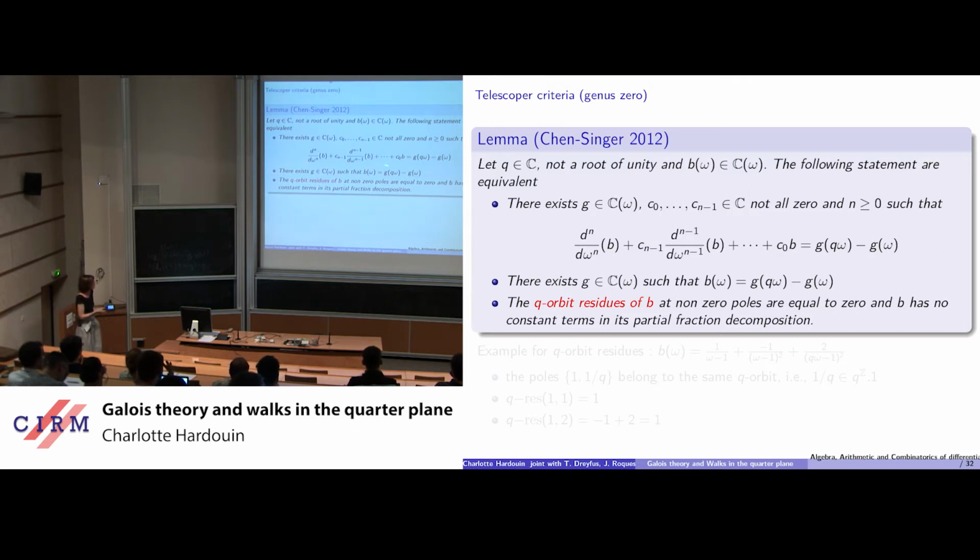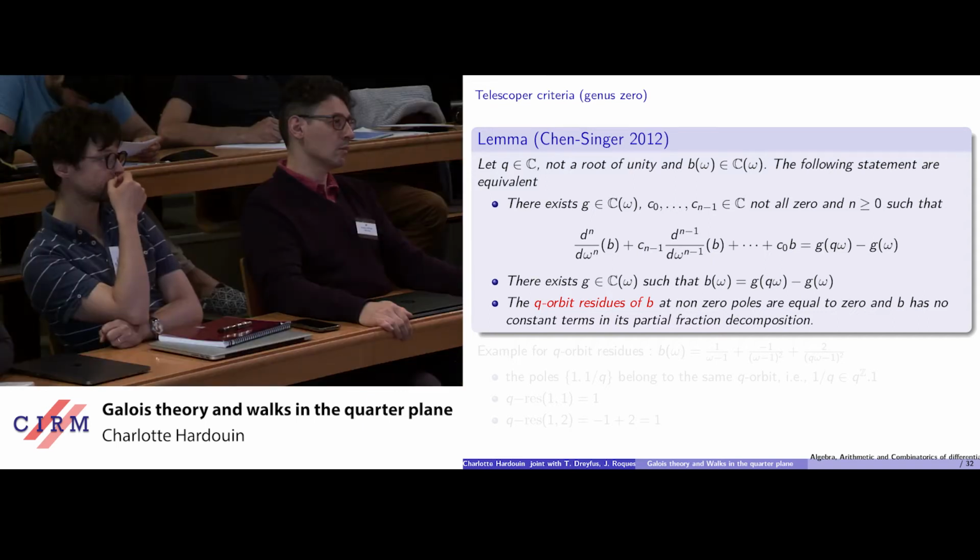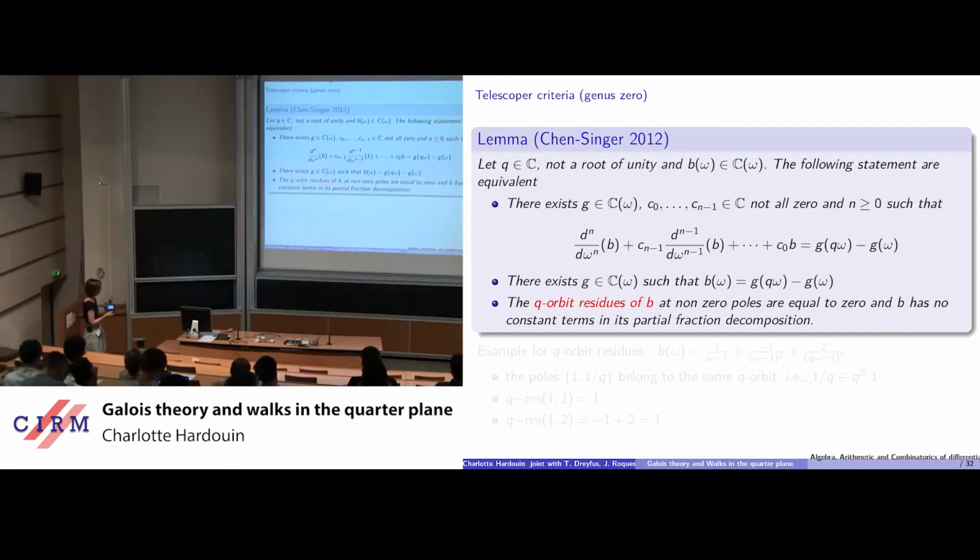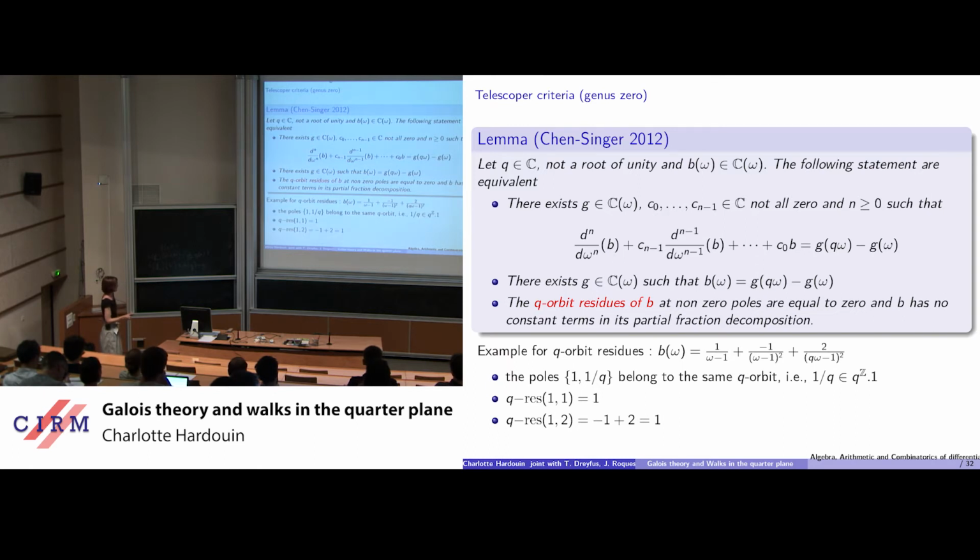And this last condition can be translated into a condition concerning the residues of the poles of B. So what is called the Q-orbit residues. So I won't enter into a very precise definition of what this is. I will just give you an example. So you expand a rational function, and you see that in my example, the rational function has only poles in 1 and 1 over Q. And these two guys are on the same Q-orbit.